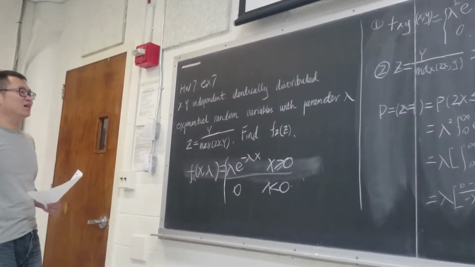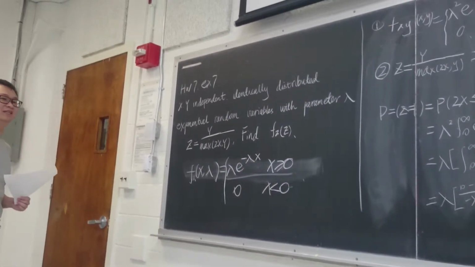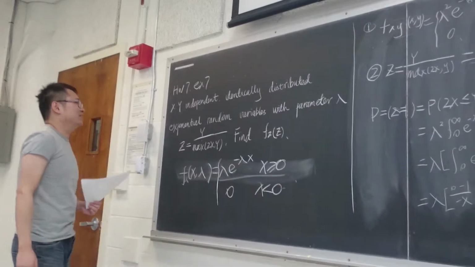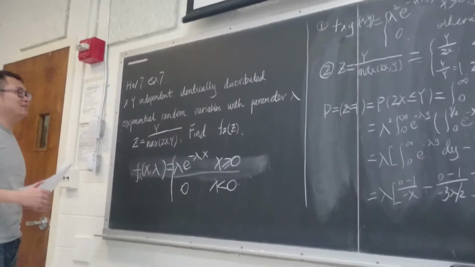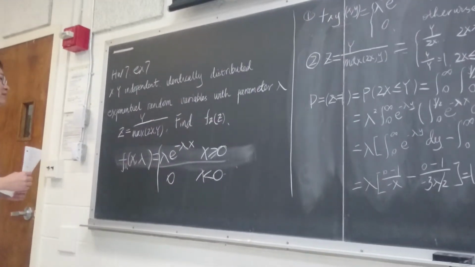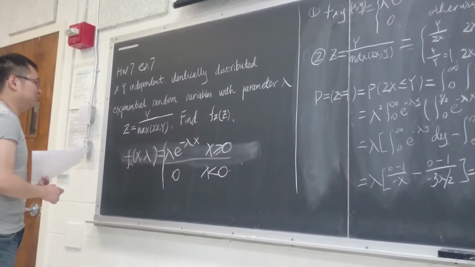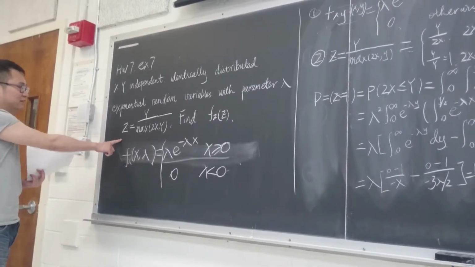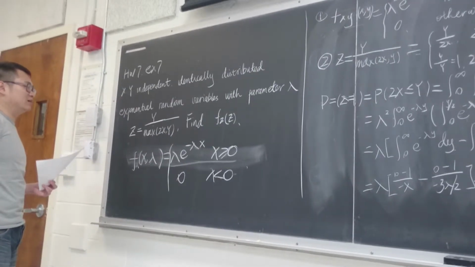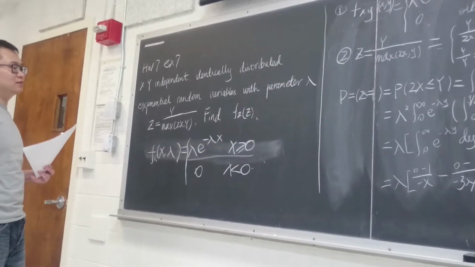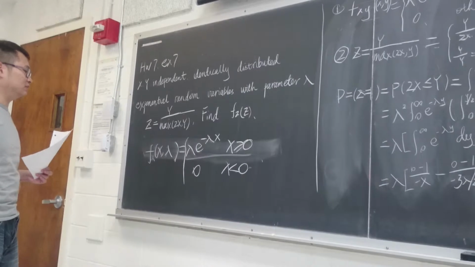We're going to do a homework problem from homework 7. It's exercise 7. It says X and Y are independent, identically distributed exponential random variables with parameter lambda, and Z is given here. It's Y over the maximum value of 2X and Y, and we need to find the density function of Z.